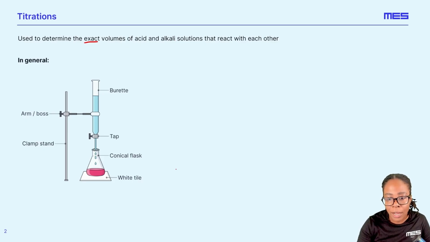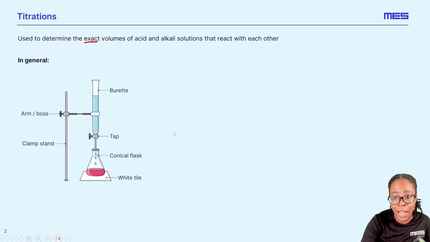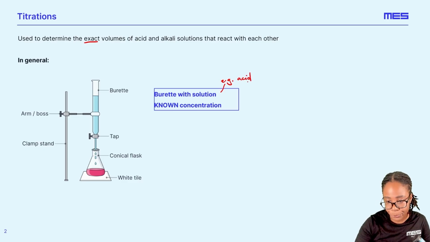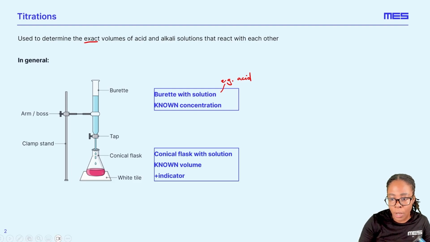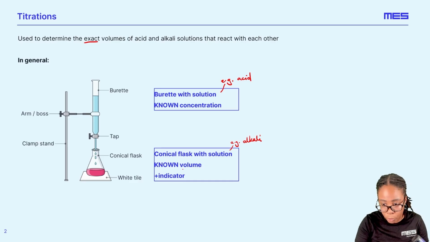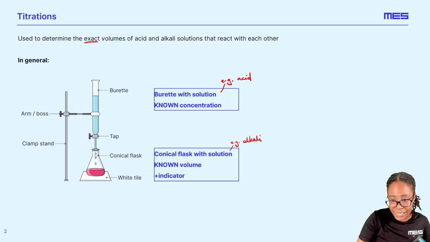So we would set it up in apparatus that looks like this, where we have our burette, which is filled with one of our solutions. For example, that might have our acid solution in it. And that solution, we know what the concentration is. Then down here in our conical flask, we would have our other solution, for example, our alkali solution. And in the conical flask, we know the volume. We also add an indicator.